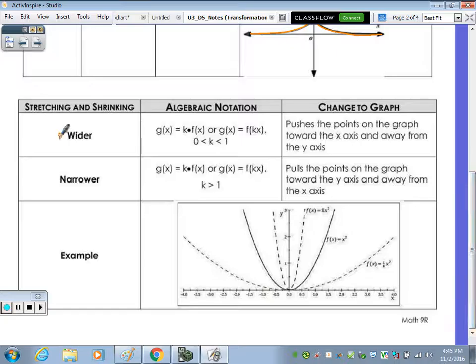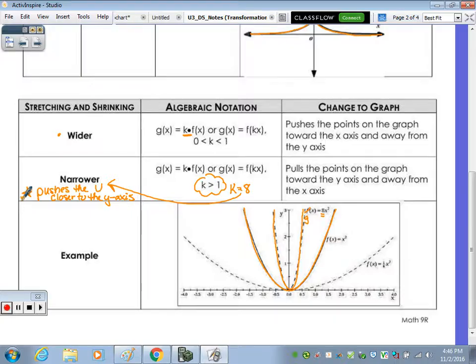So let's take a look at wider. The algebraic notation, so g of x, our resulting function, is we take some number and multiply it times our function. Here's our parent function, the standard f of x equals x squared. When we multiply it by, let's look at this one, 8, 8 is greater than 1. So when k equals 8, it gets narrower. We can see that function here, dotted. So let's change that to g of x, that's our resulting function. When we multiply the function x squared by a number greater than 1, it becomes narrower or pushes the u-shape closer to the y-axis.